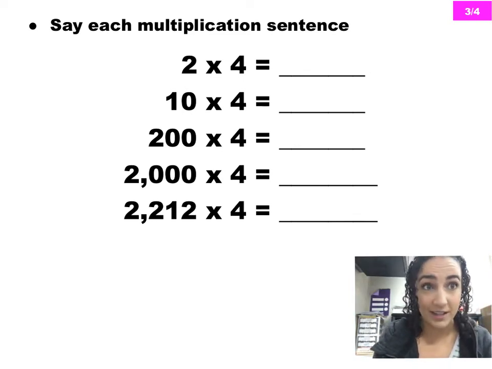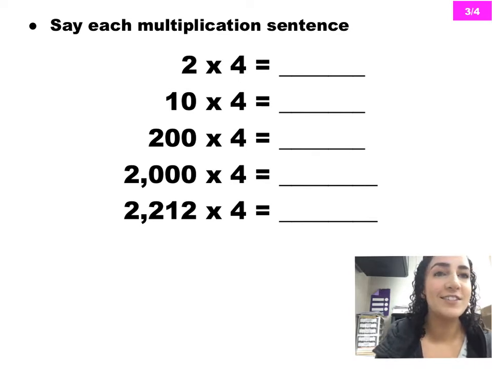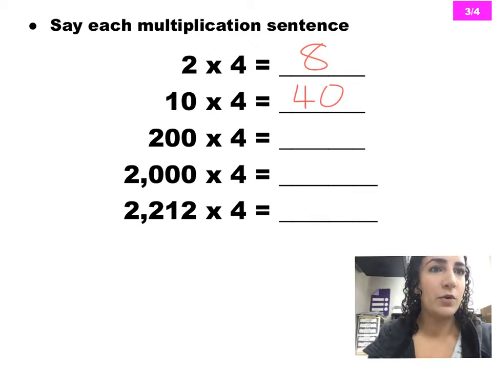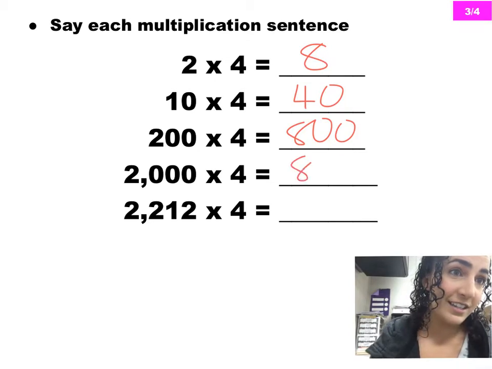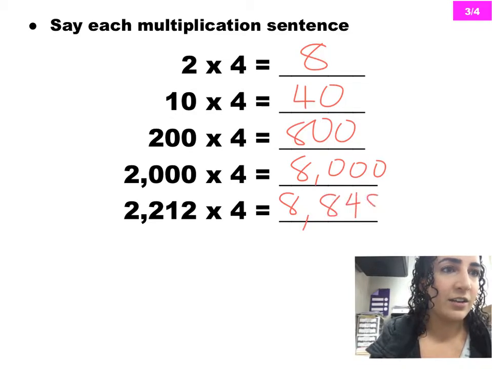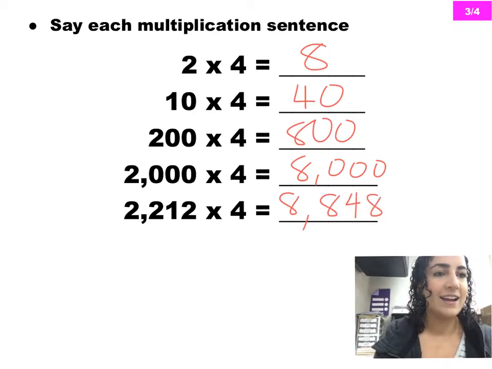All right, so you should have paused. I'm going to go ahead and fill in the answers. 2 times 4 is 8. 10 times 4 is 40. 200 times 4 is 800. 2,000 times 4 is 8,000. I'll put them all together, and I have 8,848. All right, on to the next slide.